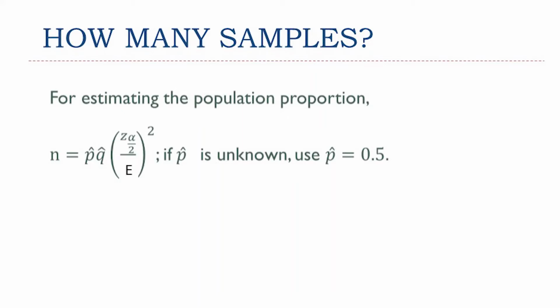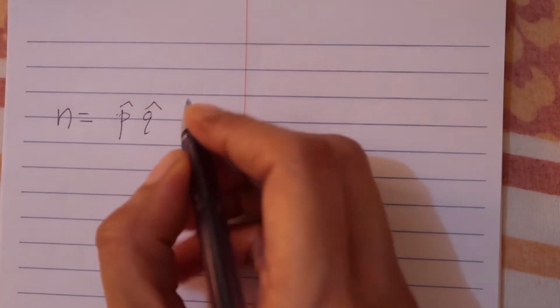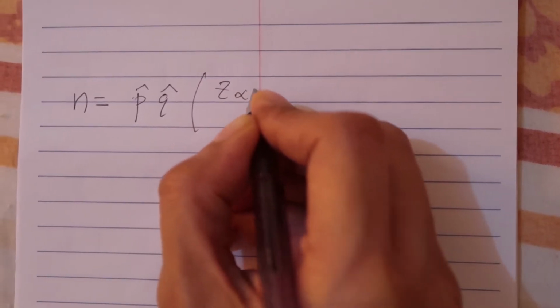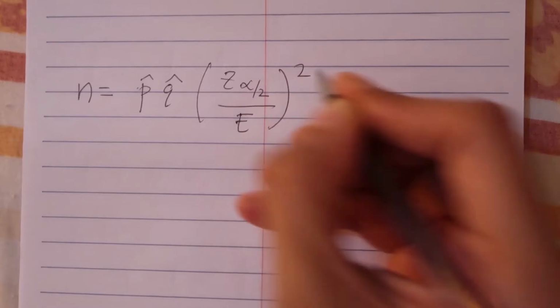Okay, next will be how many sample size. So how can we determine or estimate the population proportion in terms of their sample size? To determine the sample size for the population proportion, that would be n is equal to p hat multiplied by q hat multiplied by z alpha over 2 over the margin of error, raised to 2.